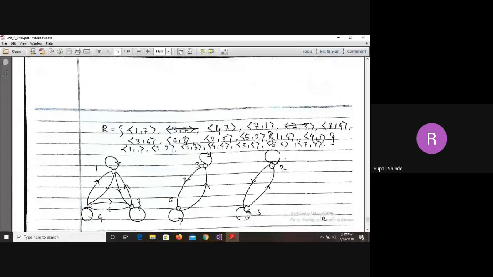Are you getting this problem? This is very simple. We just have to see what the ordered pairs in the relation are, and from those ordered pairs we have to draw a graph. Yes, have you understood? Yes, ma'am. Okay.